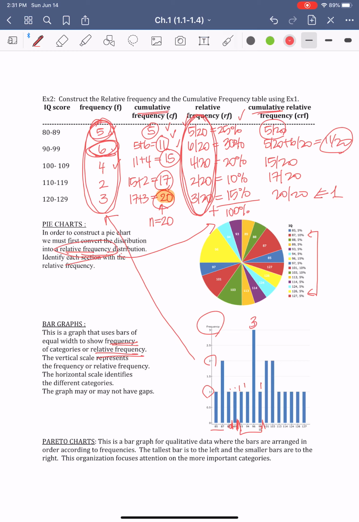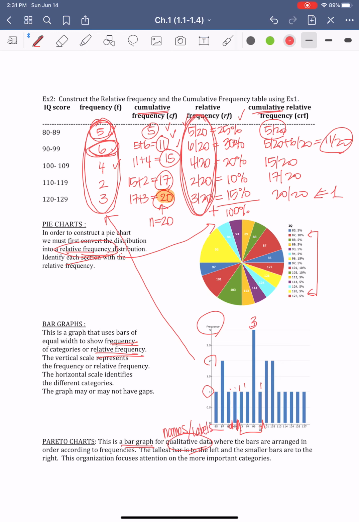Pareto chart. What is a Pareto chart? This is a bar graph for qualitative data where the bars are arranged in order according to frequency. The tallest bar is on the left and the smallest bar is on the right. This organization focuses on 10 or more important categories. A Pareto chart is very similar to the bar graph. It is actually a bar graph, but it's for qualitative data. What is qualitative data? Those are the names and labels, not the numbers.